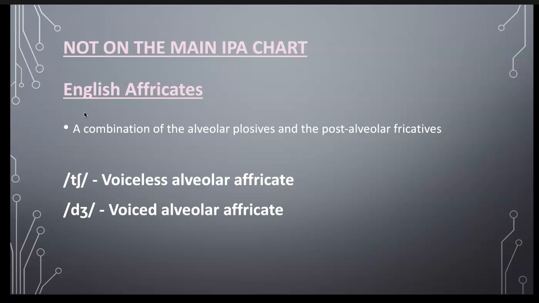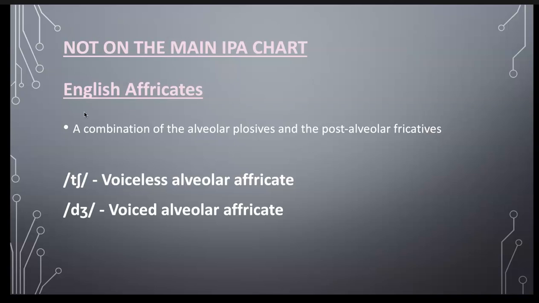So to remind you, the alveolar plosives are t and d. The voiceless version is a t, and the voiced version is a d. And the post-alveolar fricatives are sh and zh. So what we do is put the voiceless alveolar plosive and the voiceless post-alveolar fricative, so t and sh, together, combine them, and we make a new sound, which is called an affricate. An affricate is a combination of a plosive and a fricative. So these are our voiceless and voiced affricates.